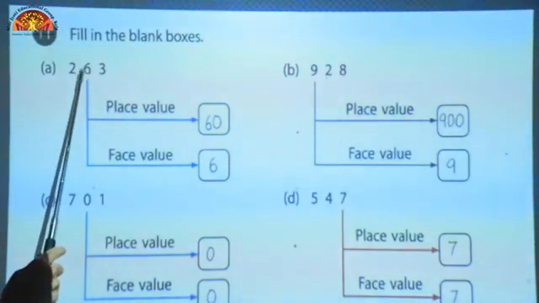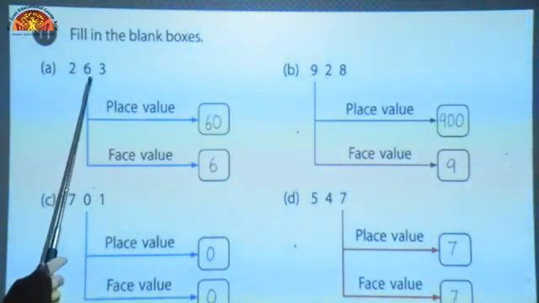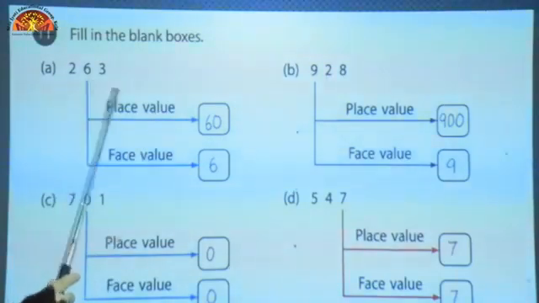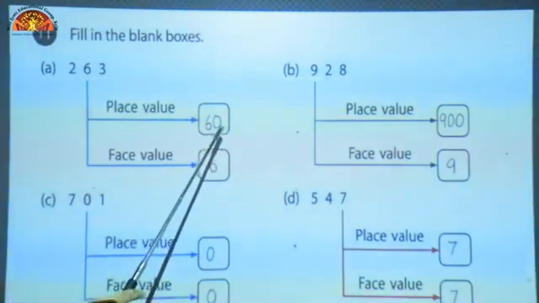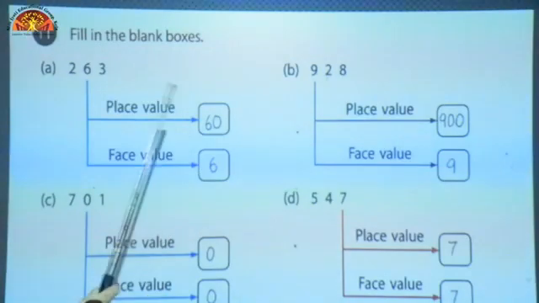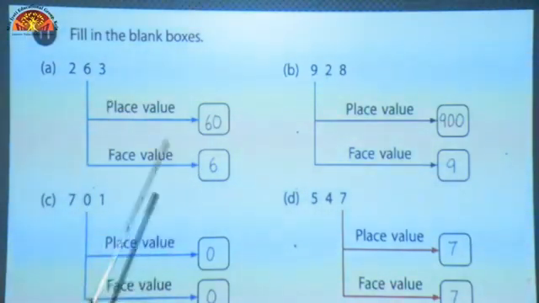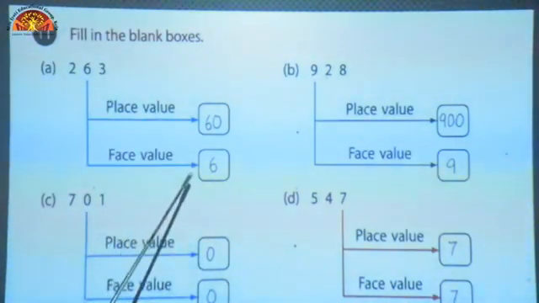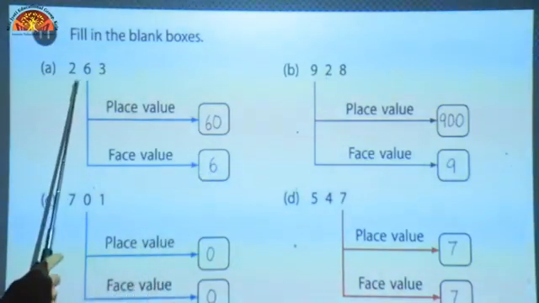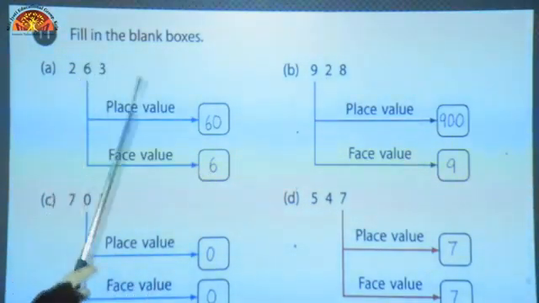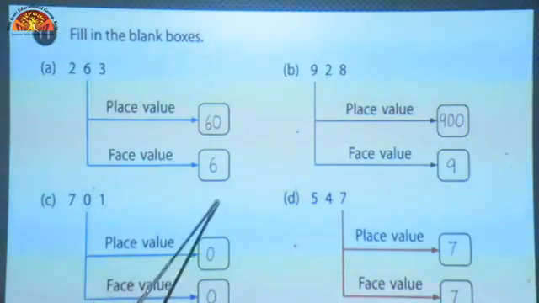This is 6. It is at tens place. So the place value of 6 is 6 tens, which means 60. So we will write 60, and the face value will be as it is. The number we will write the same as it is given here. It is 6. So we will write 6 at the face value.